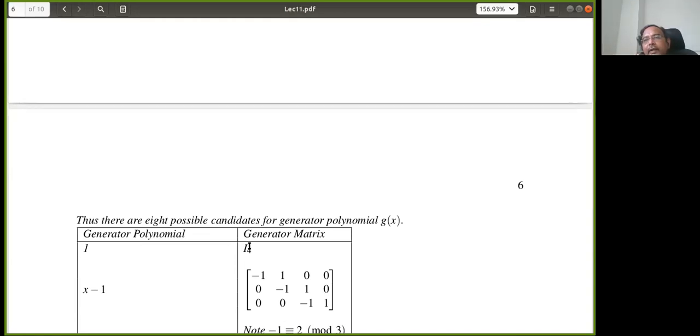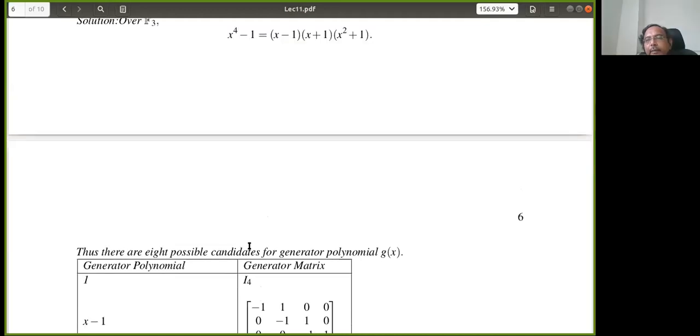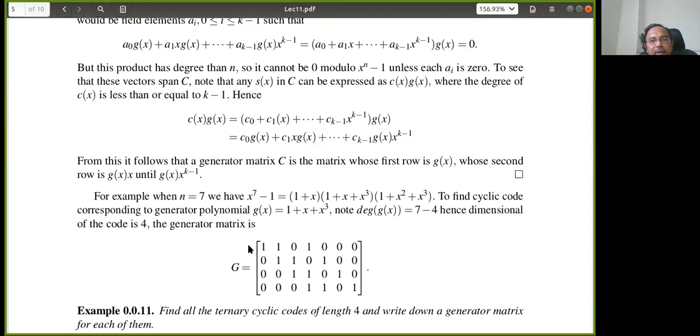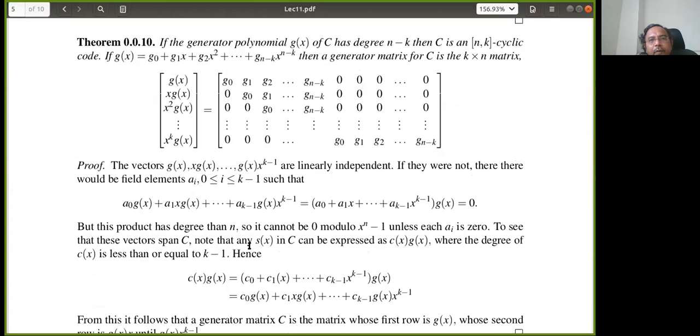Now, Pranita, do you have any questions still? No, sir. Okay. Because you raised your hand, can you lower your hand? Okay. So g(x) is 1, and 1 is expressed as 1, 0, 0, 0. The second row is x into g(x). g(x) is 1, so it is x. How do you write x as a polynomial?